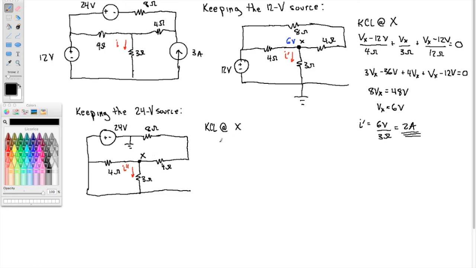Okay, so I've got Vx minus 24 now over 4. That's the current that leaves this way. The current that leaves down is Vx minus 24 volts over 3. And the current that leaves to the right is Vx minus 0 over, and then the 4 ohms and the 8 ohms are in series, so this is 12 ohms, equals 0. Multiply everything by 12 ohms.